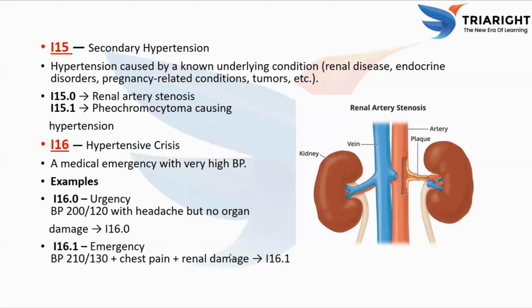Whereas coming to hypertensive emergency, it is severe BP elevation with organ damage. So in I16.0, within the urgency code, you will never see organ damage. But in hypertensive emergency, there is organ damage. So for example, chest pain, confusion, renal injury, and also renal failure. So this is the difference between hypertensive urgency and hypertensive emergency within the hypertensive crisis.